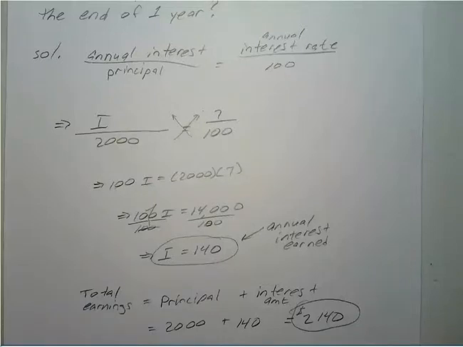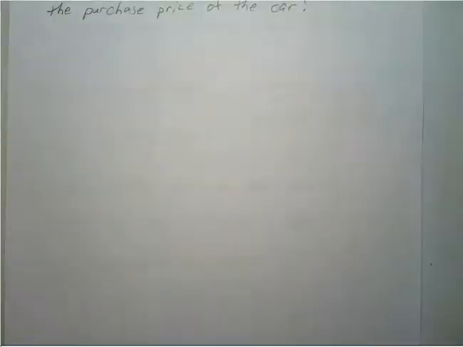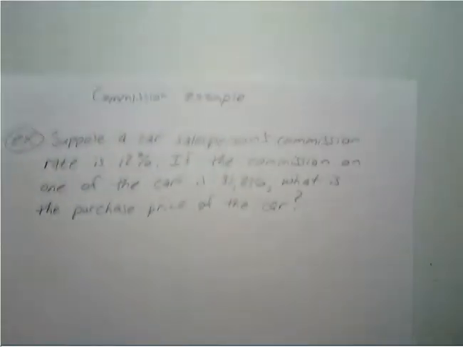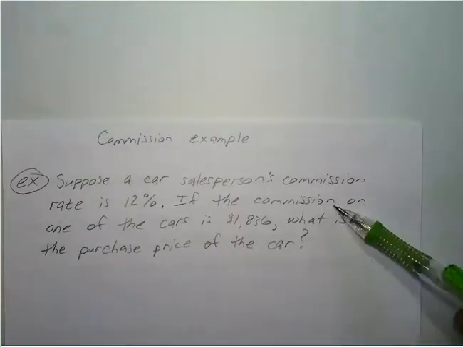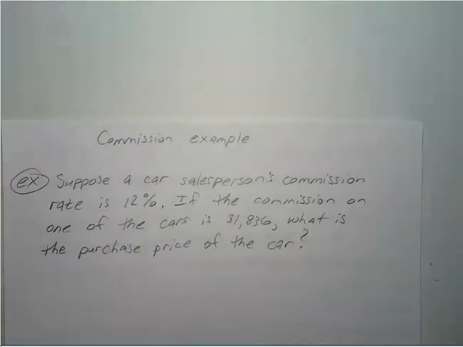All right. So if you are still writing, feel free to press pause, but we're going to go ahead and move on to our next example. And this is a commission example. Suppose a car salesperson's commission rate is 12%. If the commission, or commission can mean commission amount, on one of the cars is $1,836, what is the purchase price of the car?